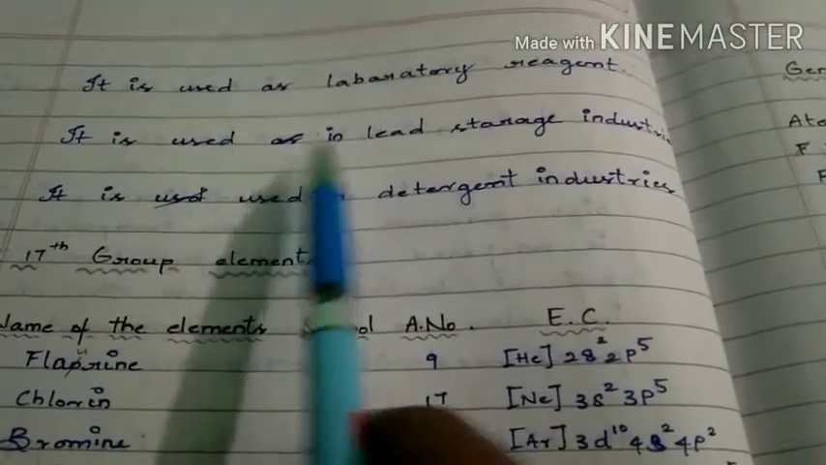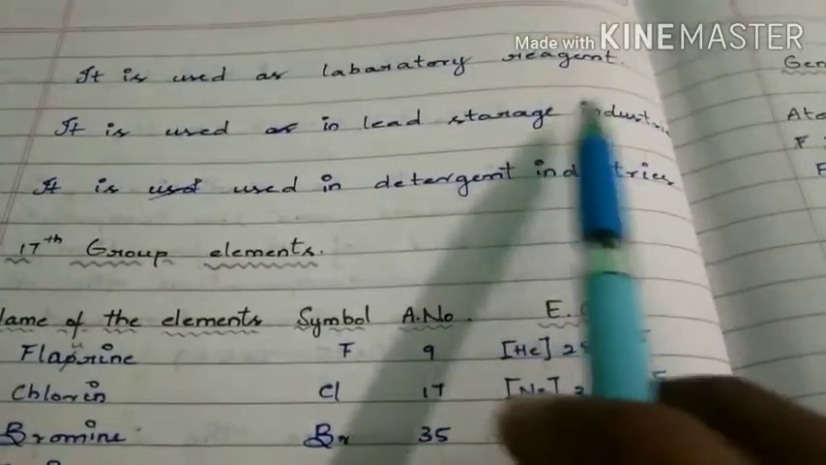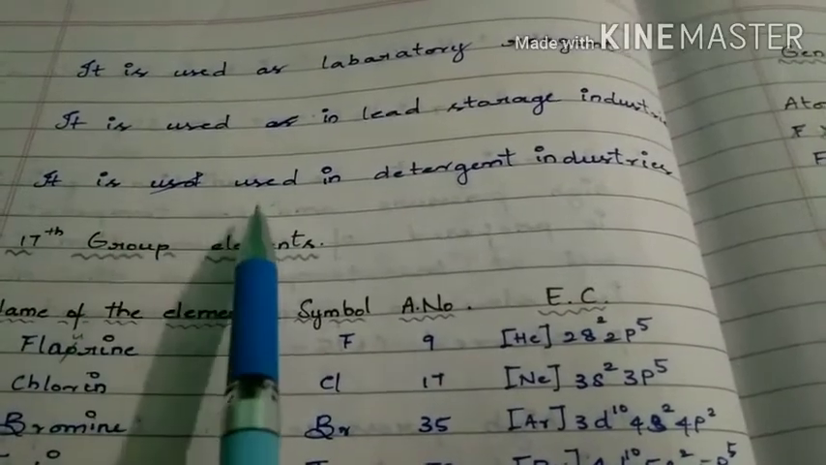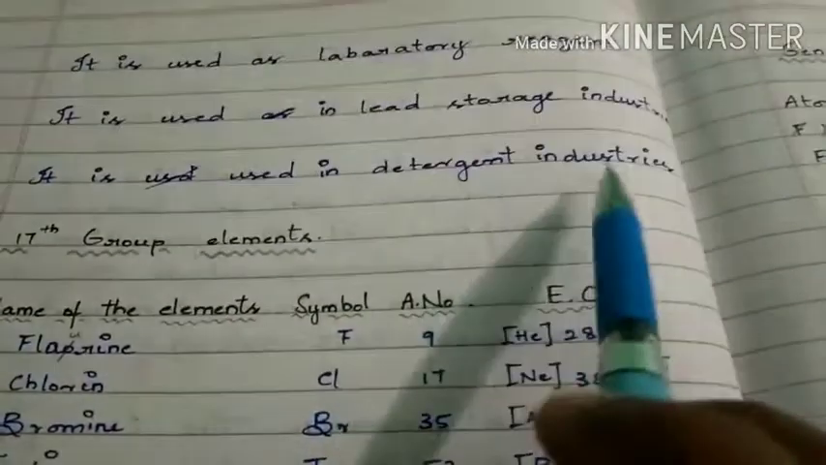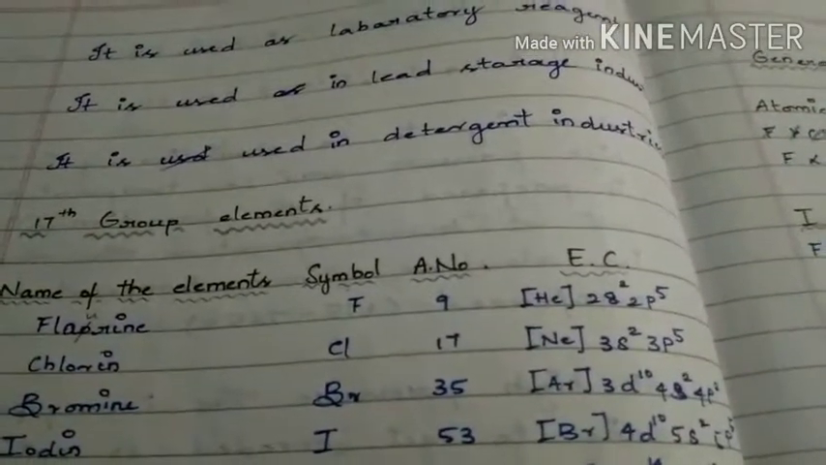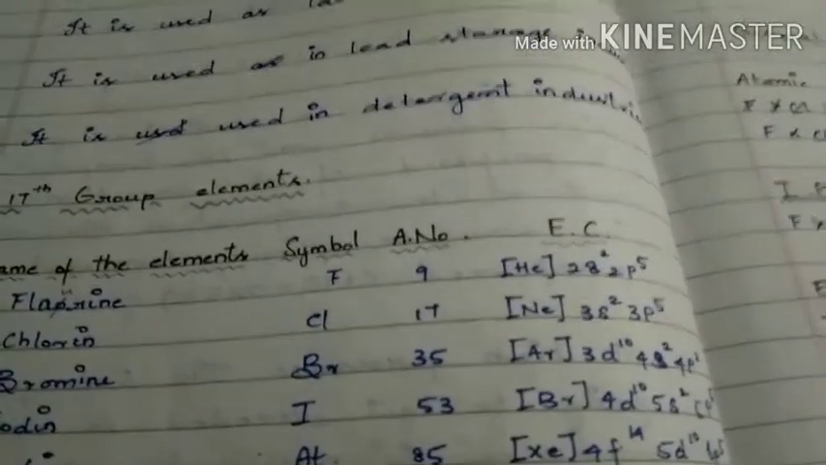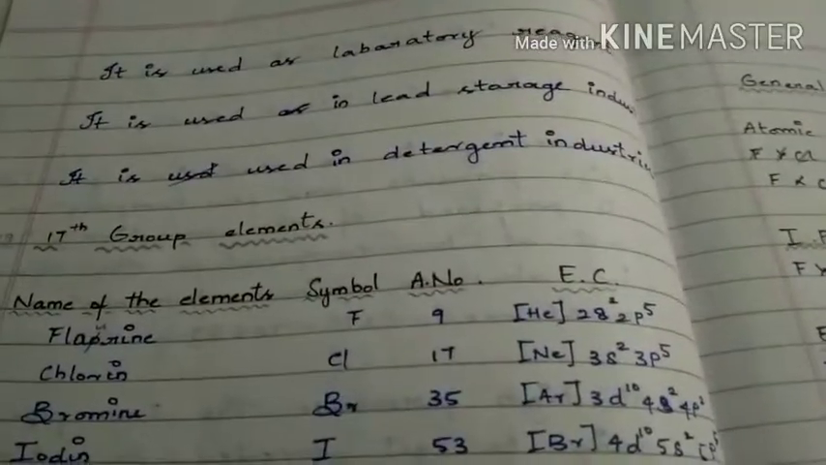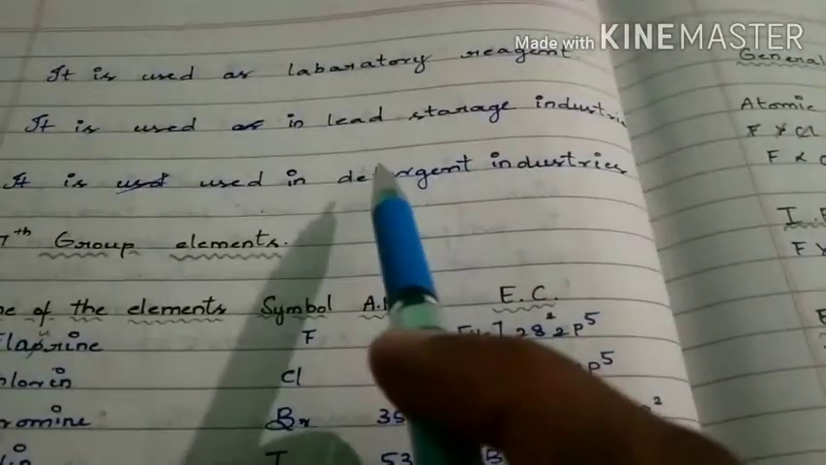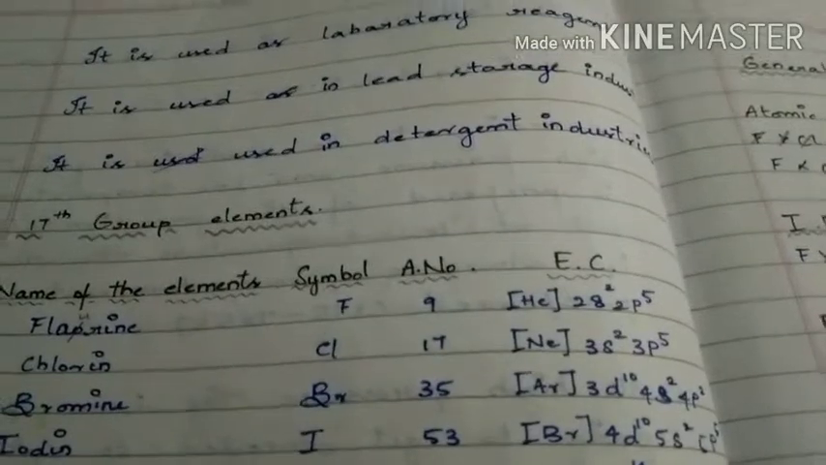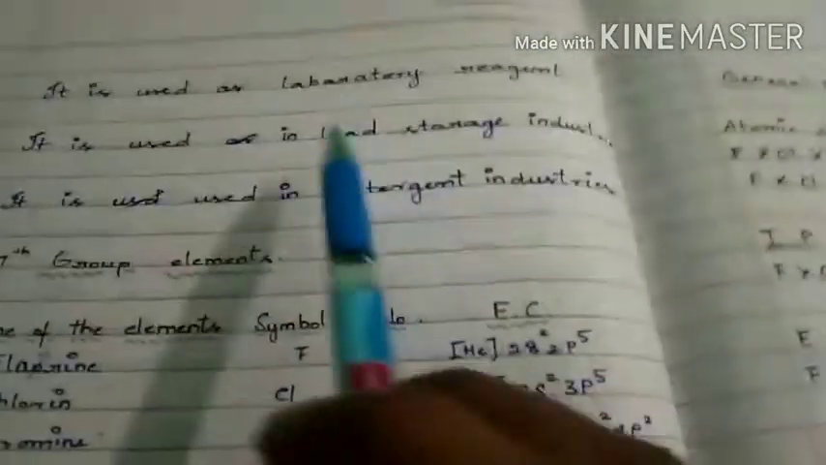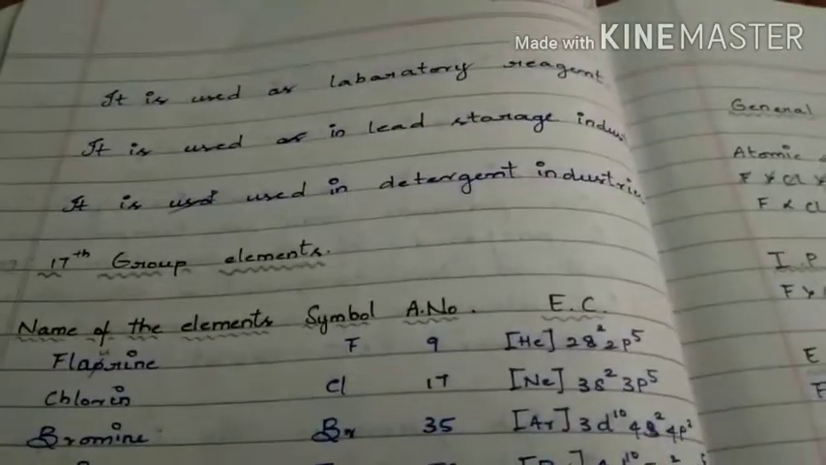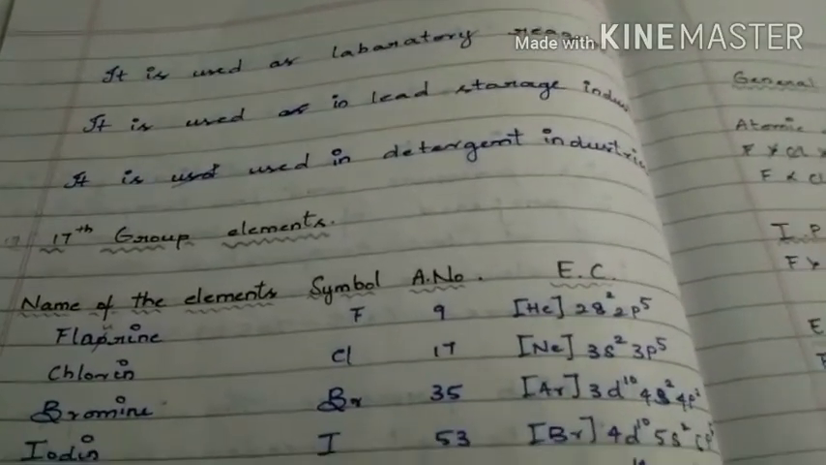Next, it is used in lead storage batteries. We already discussed this part in the electrochemistry chapter. Next, it is used in the detergent industry. There are so many uses in the textbook also, but there is no need to learn all those uses. We will not face uses in any exam. We have to know all these points, but for examination purposes there is no need to learn these uses here.